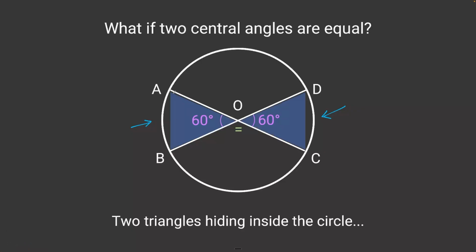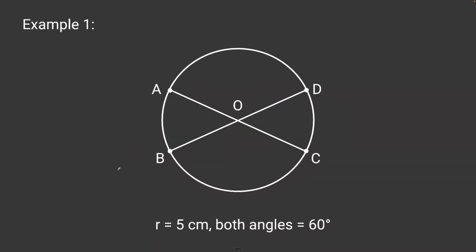As you can see, this angle and these two lines inherently create a triangle, and these two lines create another triangle. So this is one triangle, and this is another triangle. Whenever you have an arc, you can always imagine it creating a triangle. So now let's look at an example. Let's say the radius is 5 centimeters, and let's assume that both angles are 60 degrees.